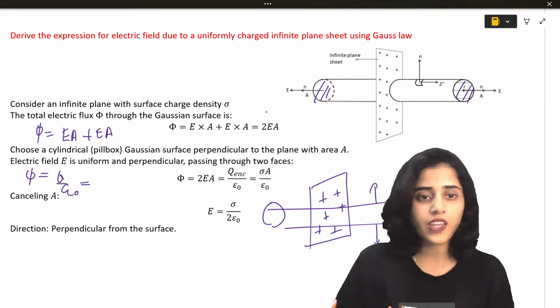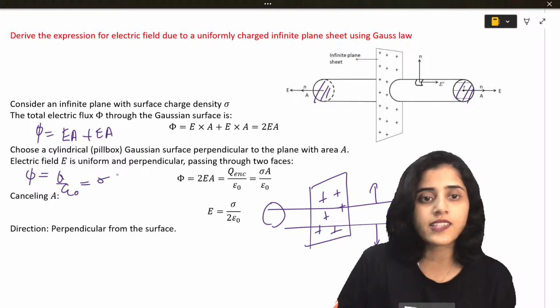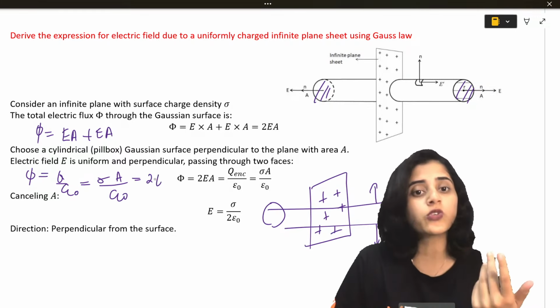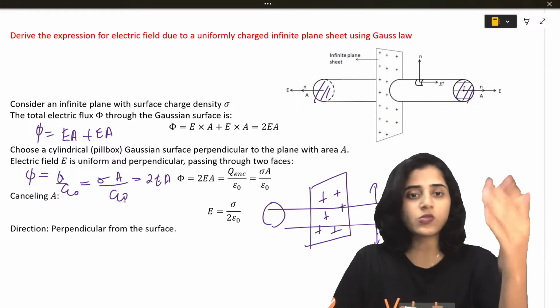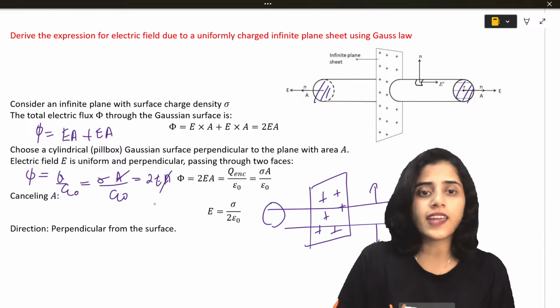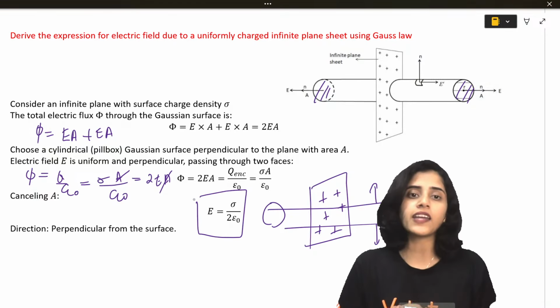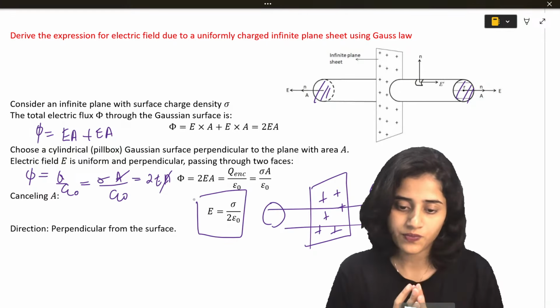So Q, I will write as sigma A by epsilon naught, and this is also going to be equal to 2EA from the previous one. Now A and A you cancel. You will get E is equal to sigma by 2 epsilon naught.